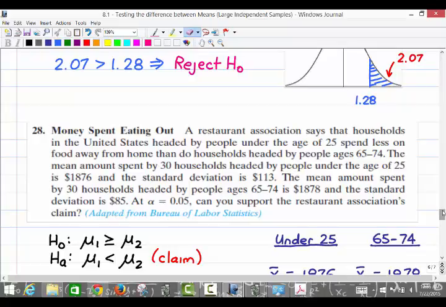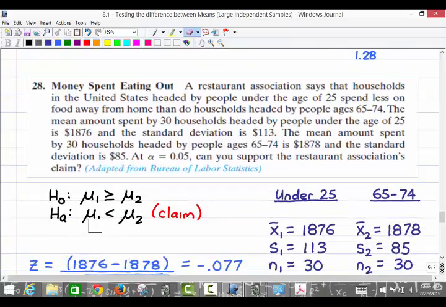So what's this money spent eating out? Well, I'm not going to read through this problem. Let's come down here to the punchline. So restaurants are trying to check to see if the under age 25 group spends less than households headed by people aged 65 to 74. So group 1 will be the under 25 folks, and group 2 will be the 65 to 74 folks. And therefore we're claiming that mu1 is less than mu2, that group spends less. So that'll be your alternative. Then the opposite of that, which is the null, is greater than or equal to.